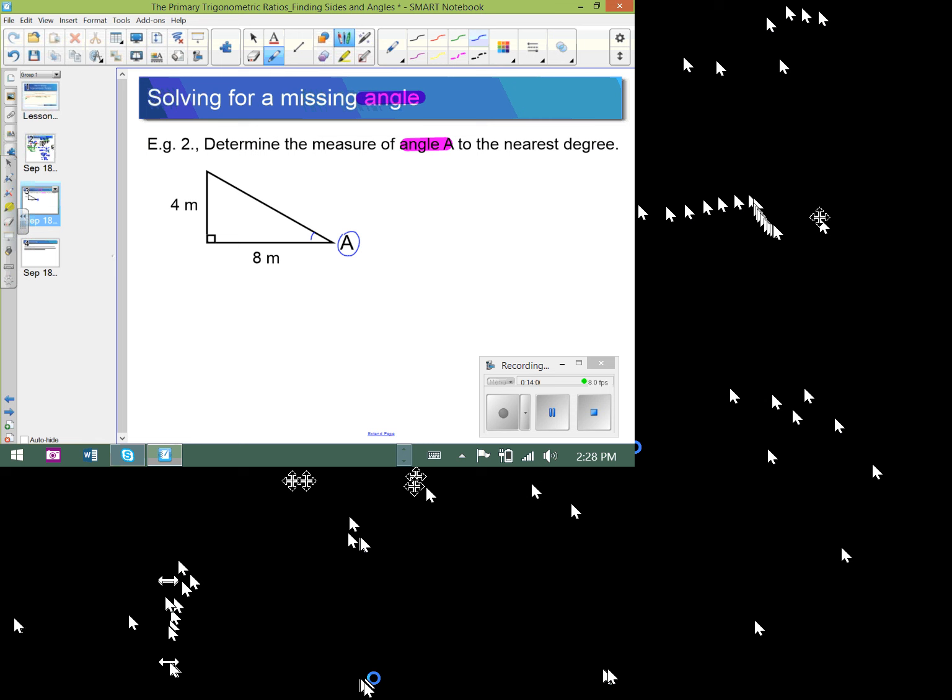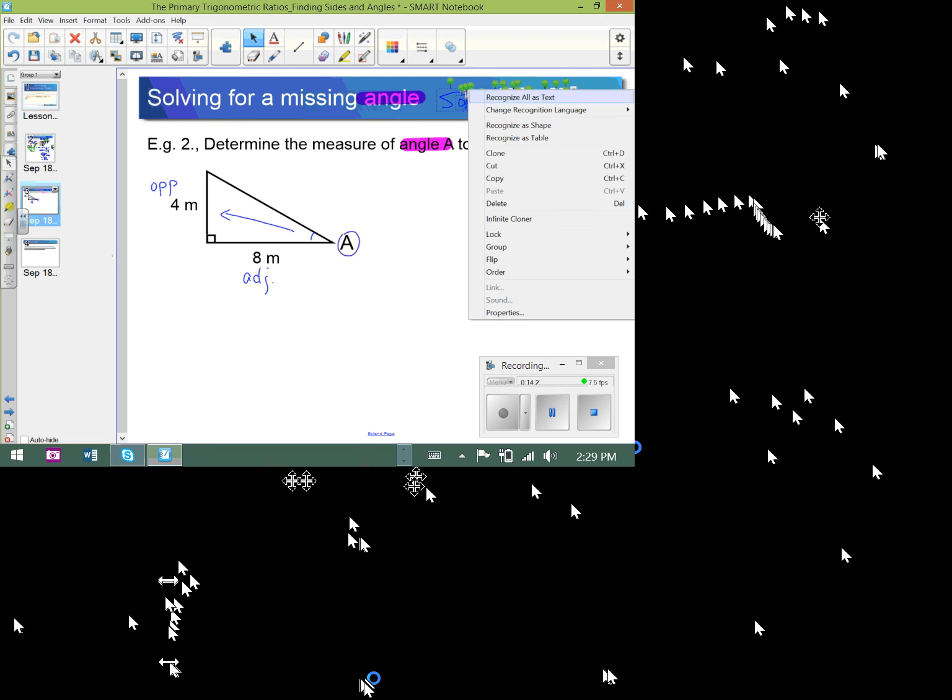Well, it starts out the same way. Let's do some labeling. This is your opposite. This happens to be our adjacent. So as per the acronym SOHCAHTOA, again, it looks like we're dealing with TOA, which is the tangent. That's a poor color. Let's remove that. Get rid of that.